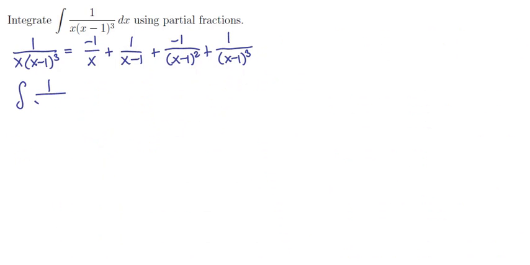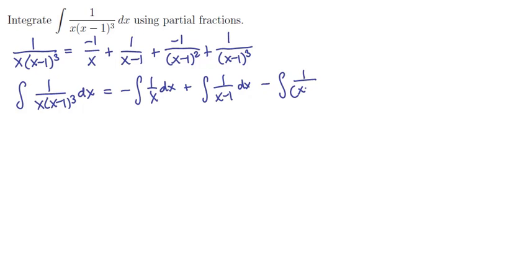Now we can integrate this thing. The integral of 1 over x times x minus 1 cubed dx will be negative 1 times the integral of 1 over x dx plus 1 times the integral of 1 over x minus 1 dx plus negative 1 times the integral of 1 over x minus 1 squared dx plus 1 times the integral of 1 over x minus 1 cubed dx. One integral for each coefficient.